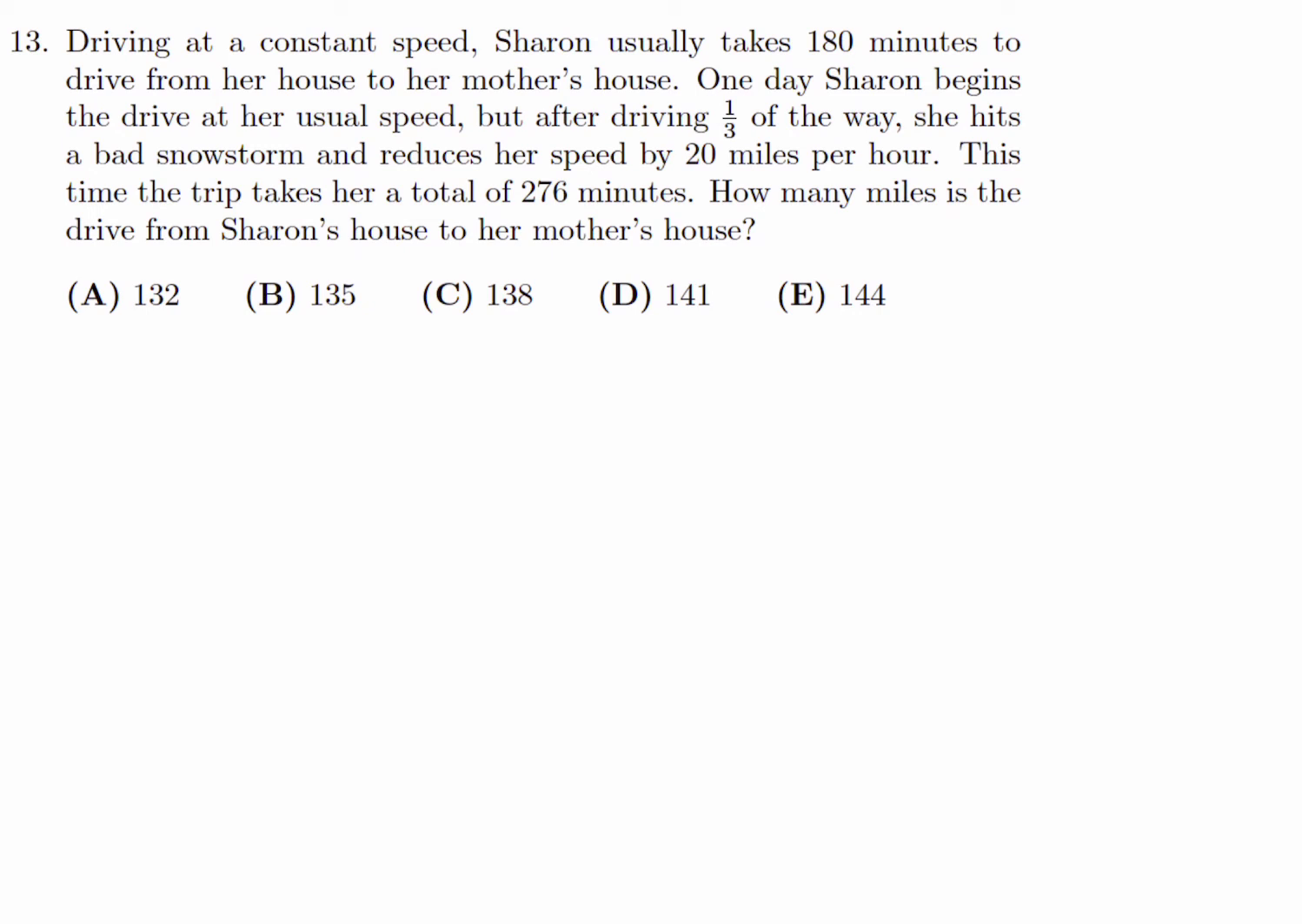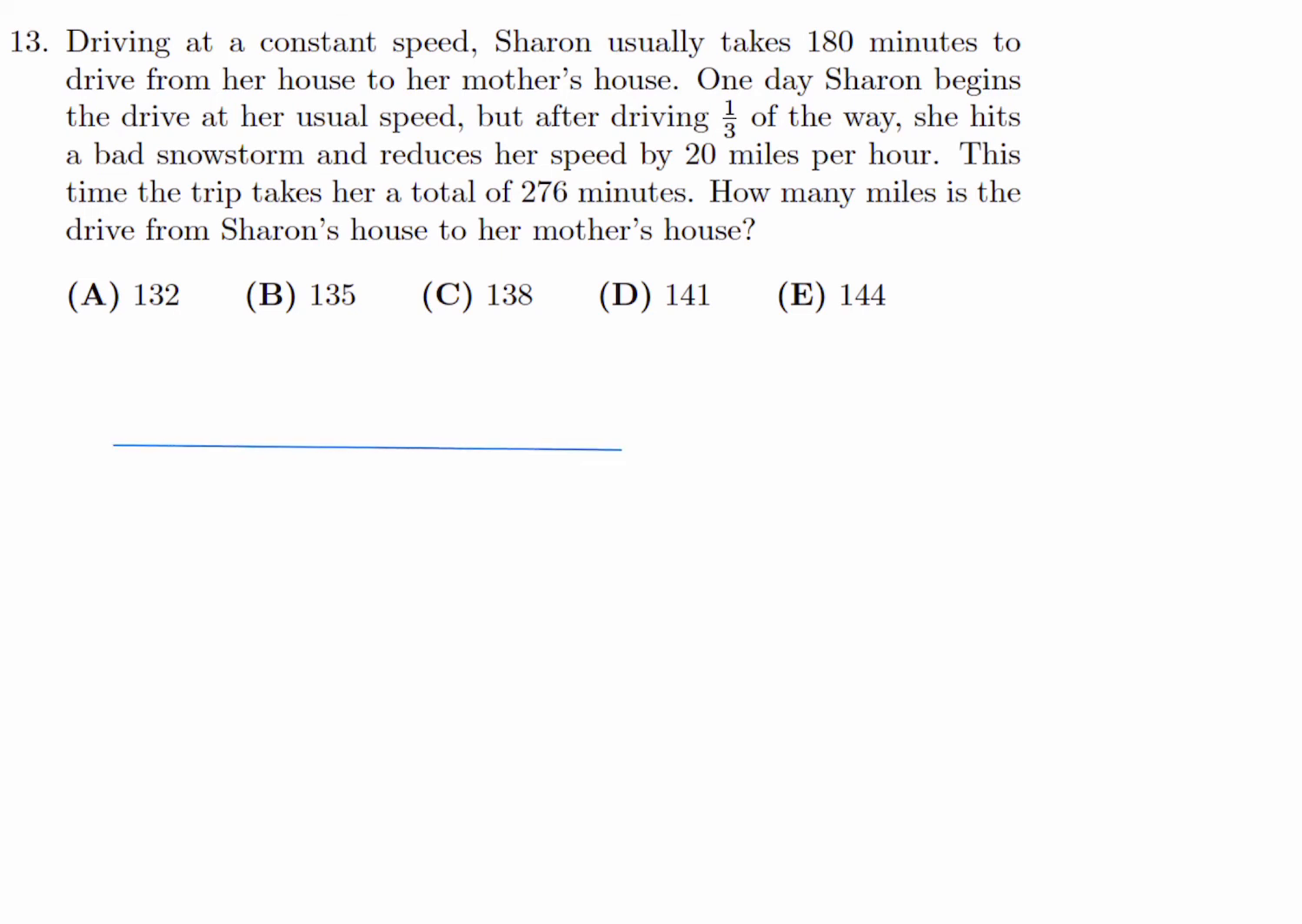Driving at constant speed, Sharon usually takes 180 minutes to drive from her house to her mother's house. One day, Sharon begins the drive at her usual speed, but after driving 1/3 of the way, she hits a bad snowstorm and reduces her speed by 20 miles per hour. This time, the trip takes her a total of 276 minutes. How many miles is the drive from Sharon's house to her mother's house?